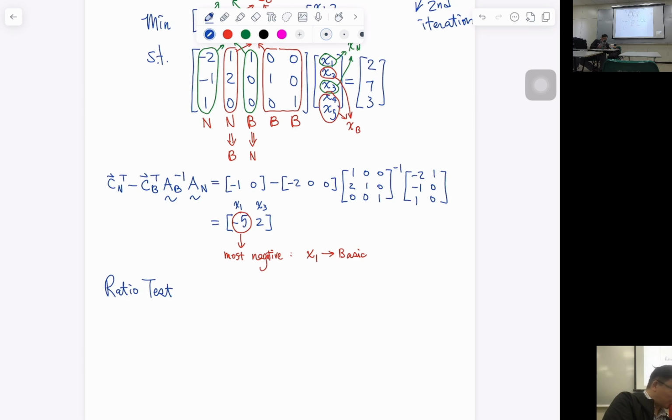So for the ratio test, you need to realize what your capital A hat and B hat are. A hat, I had the equation earlier, is AB inverse AN, and this is AB inverse B. Okay, and actually it's right here. This guy.